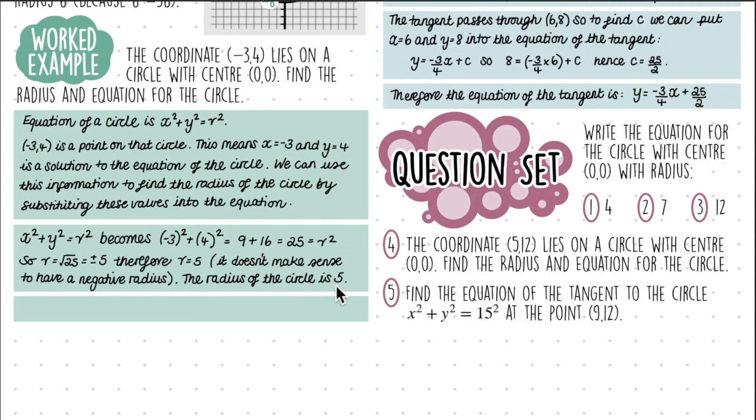Well, brilliant. Now we know that, we can write down the equation for the circle that we were trying to find. So the equation of the circle is x squared plus y squared is equal to 25. We found the radius and therefore we found the equation of the circle.